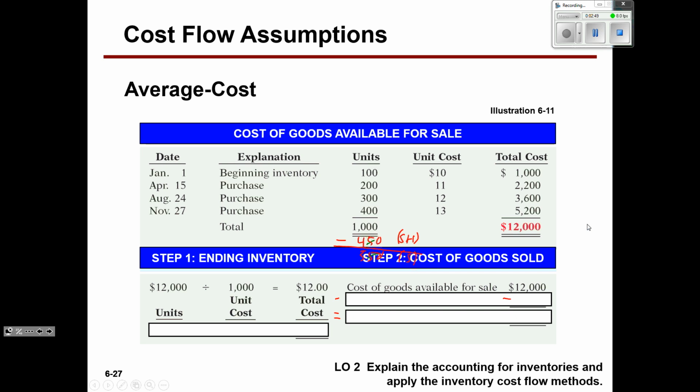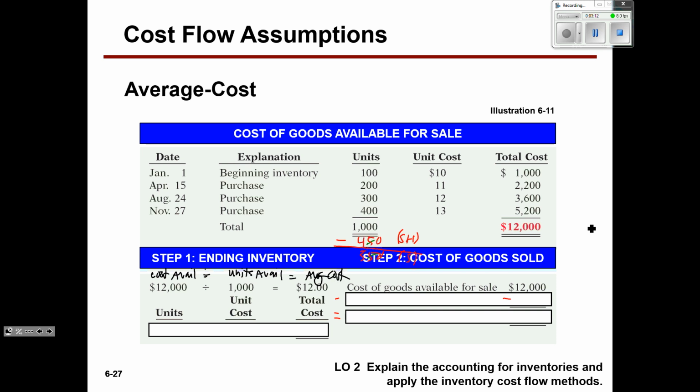So you take your cost available divided by units available equals average cost.